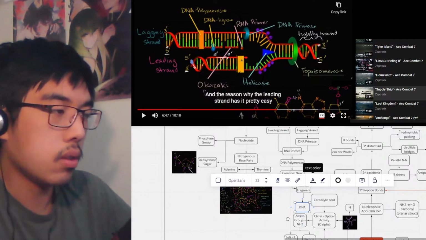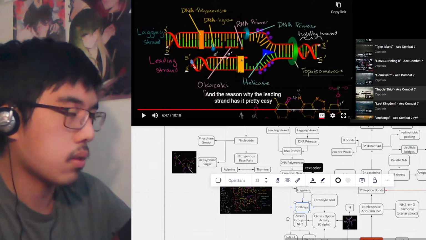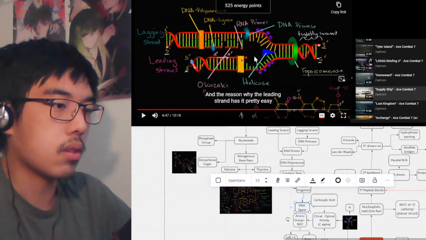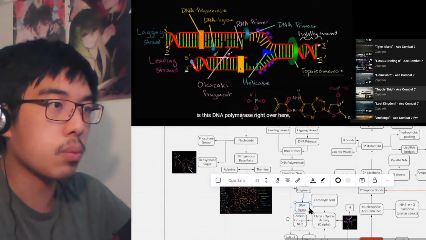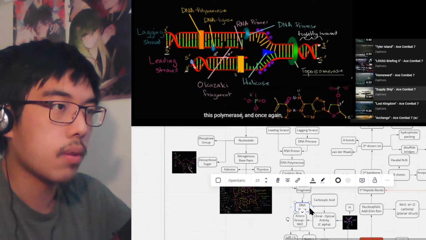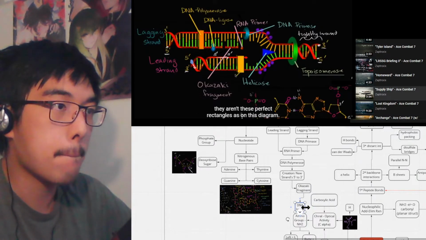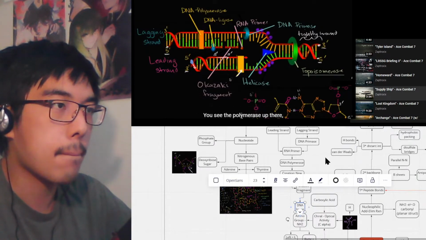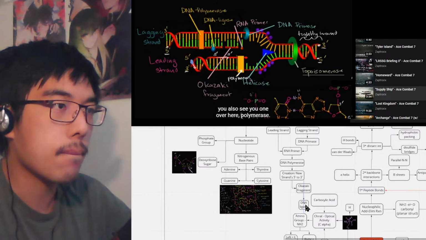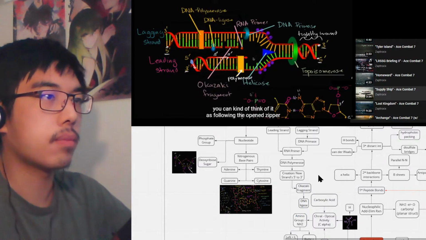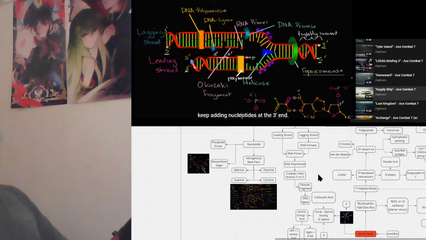DNA ligase. We can just let them finish explaining all that again. This polymerase, and once again, they aren't in these perfect rectangles on this diagram. They're actually much more fascinating than that. You see the polymerase up there. You also see one over here. This polymerase you can kind of think of as following the open zipper, and then just keep adding nucleotides at the 3' end. And so this one seems pretty straightforward.